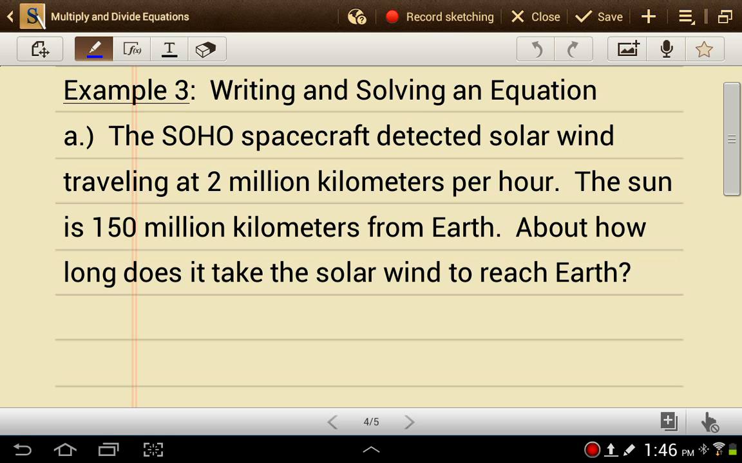So here, the SOHO spacecraft detected solar wind traveling at 2 million kilometers per hour. The sun is 150 million kilometers from Earth. About how long does it take the solar wind to reach the Earth?